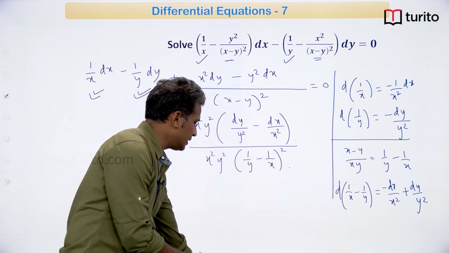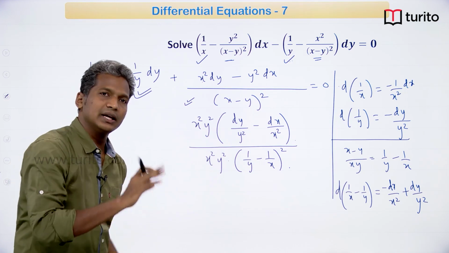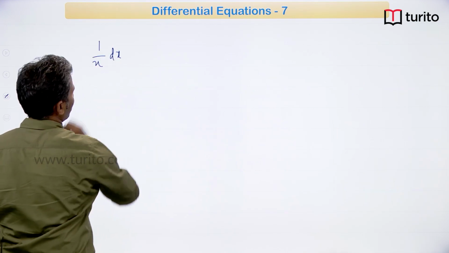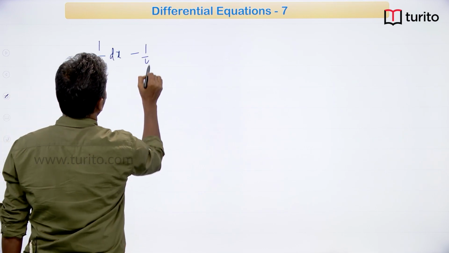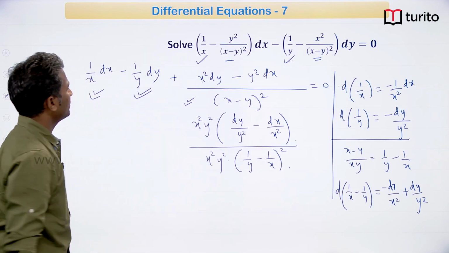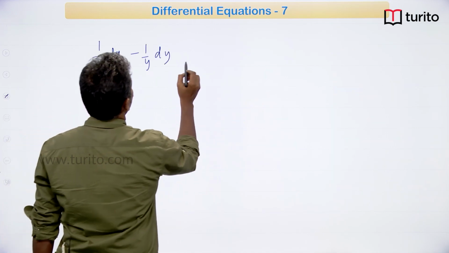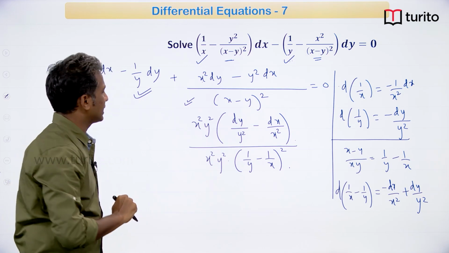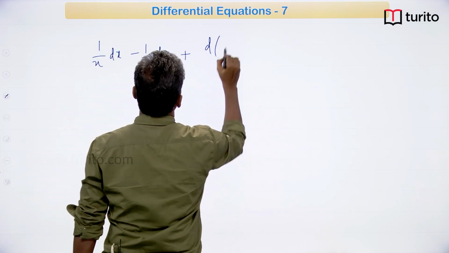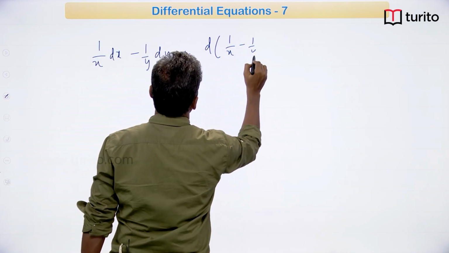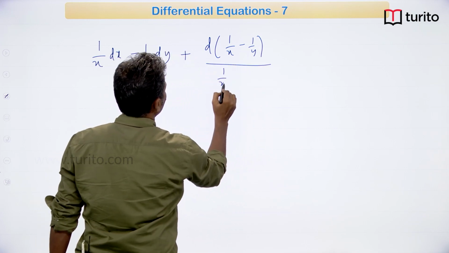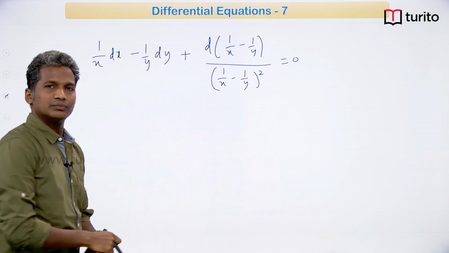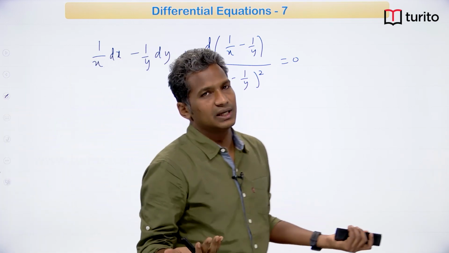Okay, so let me rewrite all this in a fresh form. So we got 1 by x dx and also we got minus 1 by y dy, and x square y square in the numerator and denominator got cancelled. So we got d of 1 by x minus 1 by y divided by 1 by x minus 1 by y whole square. This is equal to 0. That is it. After this it is a cakewalk.